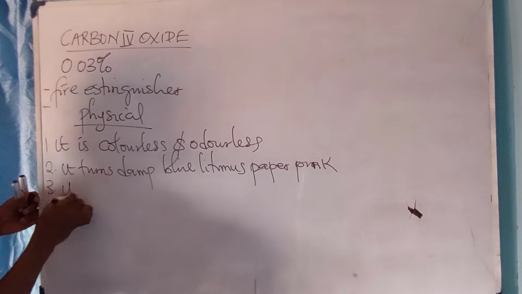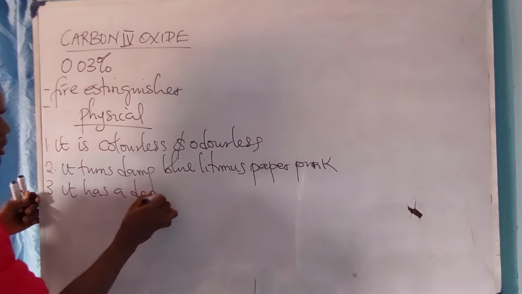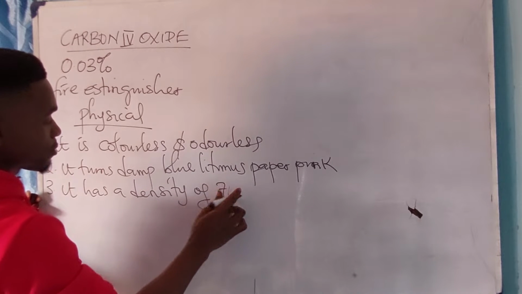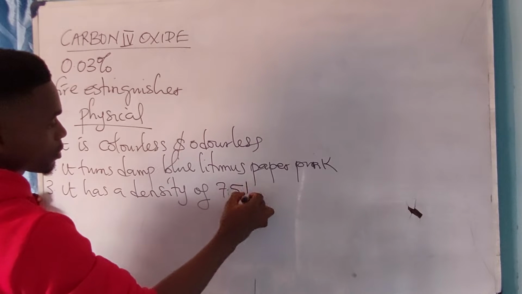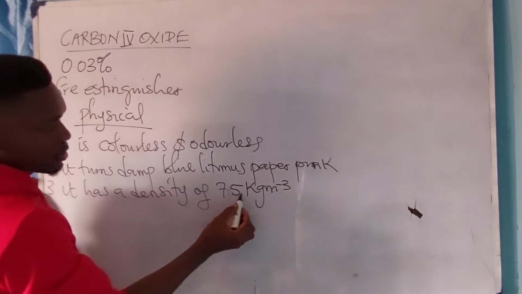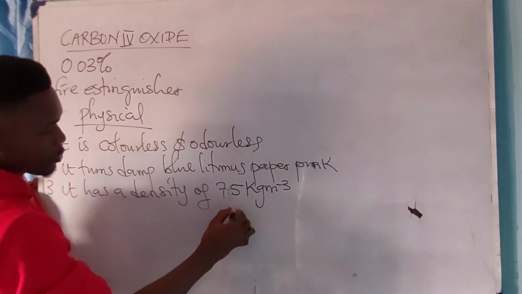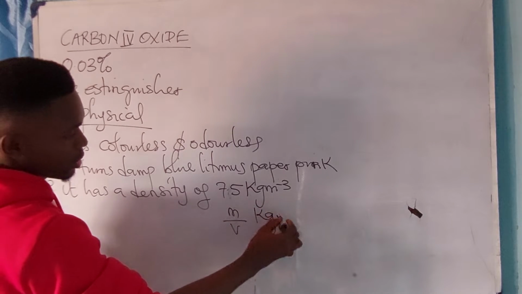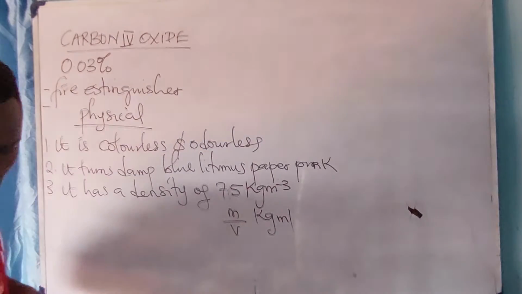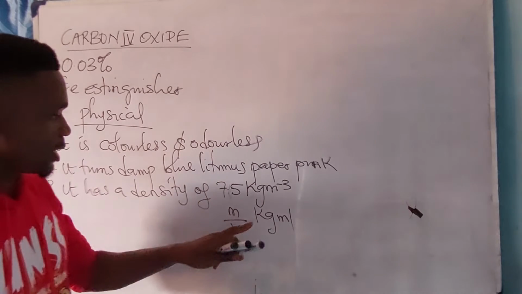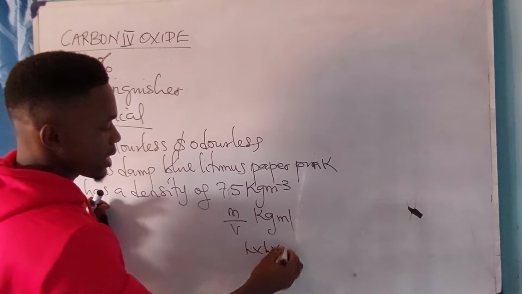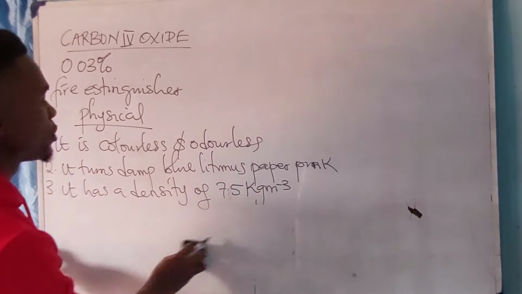Three, it has a density of 7.5 gram per meter cube. Density is mass over volume, that is gram per meter cube, which means that the volume is length times length times length, in meters.